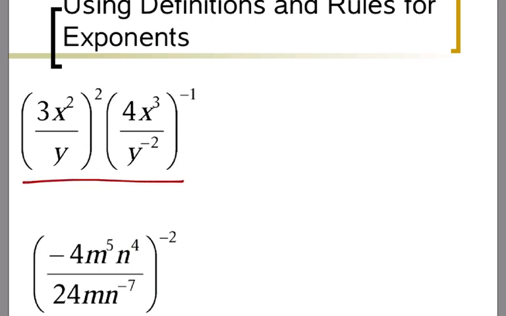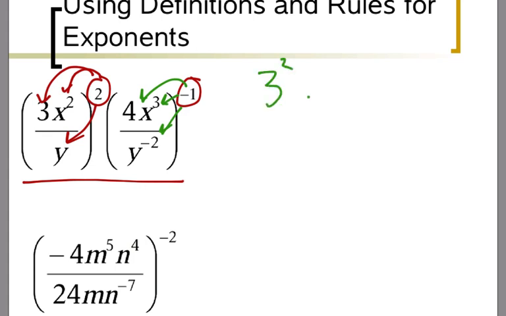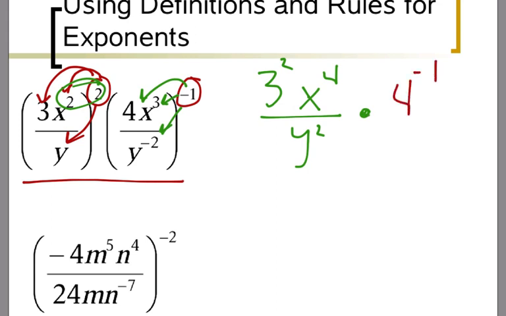Now notice this one. I want to take my 2 and the negative 1 and distribute those first. I'm going to distribute the 2 to all 3 of those inside that parentheses, and I'm going to distribute the negative 1 to all 3 of these inside this parentheses. So this will give me, on the first fraction, 3 squared x, and this will give me 2 times 2, which is 4, and then y squared. And then the second parentheses will be 4 to the negative 1. This will give me x to the negative 3, and then I'll have y to the positive 2.